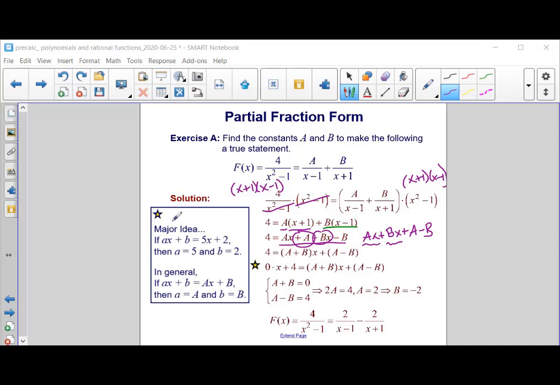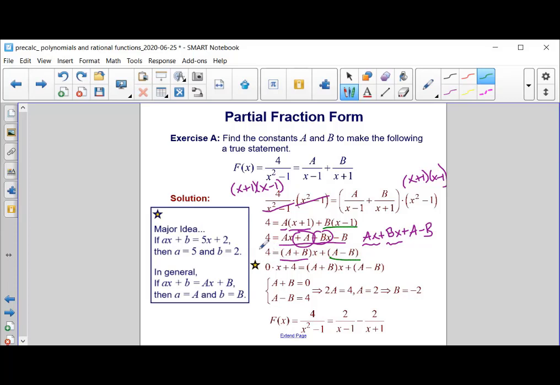Now we have a major idea here. If some number a times x plus some number b is, say, 5x plus 2, then a would equal 5 and b would equal 2. So in general, if you have ax plus b, and that's equal to the same thing with capitals, then you can say that little a is equal to capital A and b is equal to capital B.